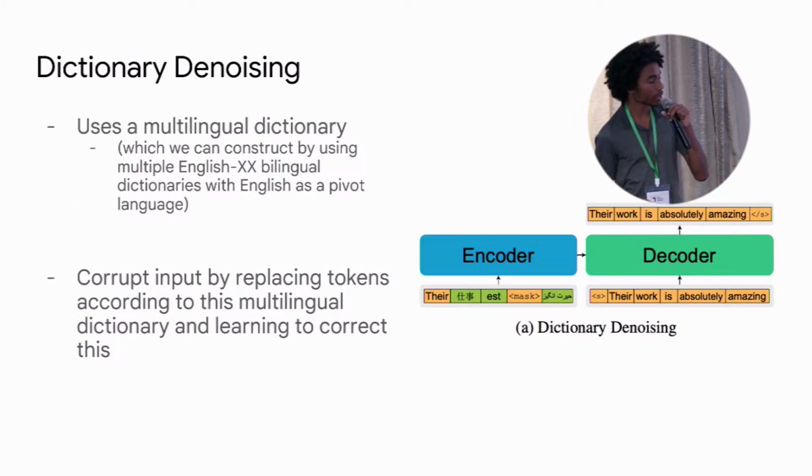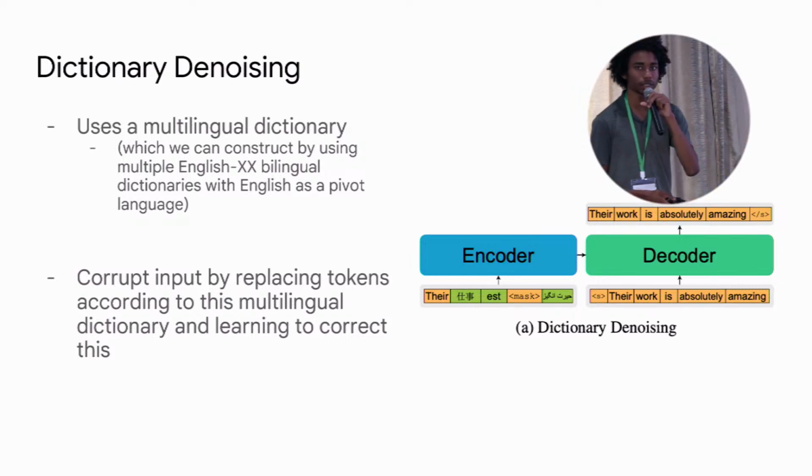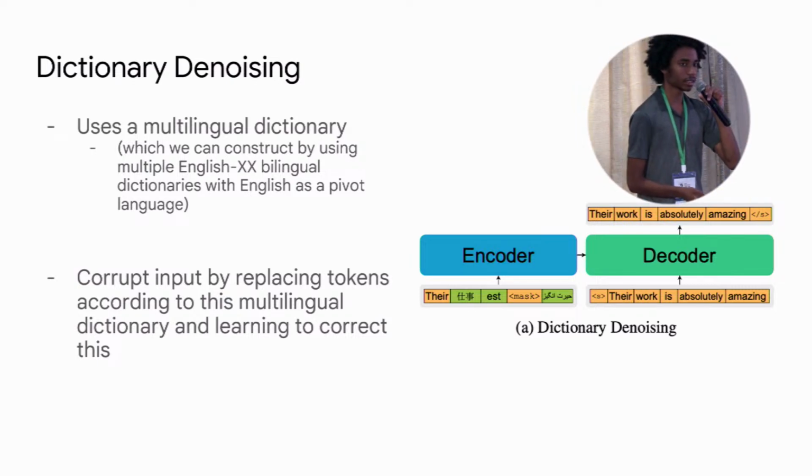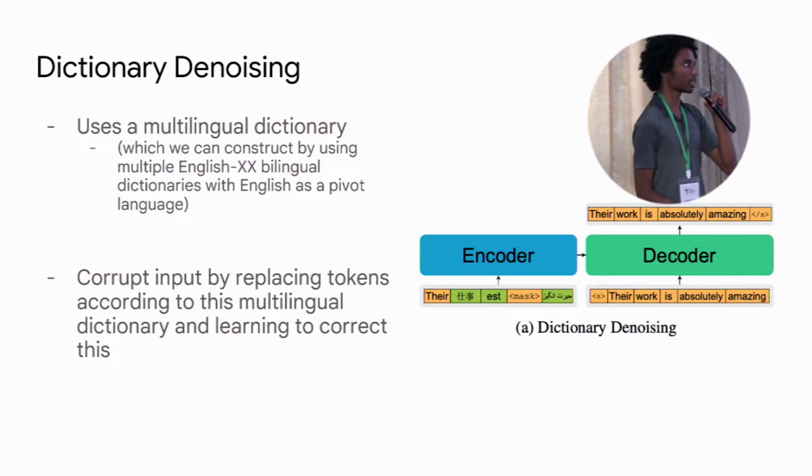The other technique we introduce is called dictionary denoising, and this is where we use a multilingual dictionary. So in the case before, we only would have a dictionary that went from, say, English to Swahili or English to Afrikaans or something like that.